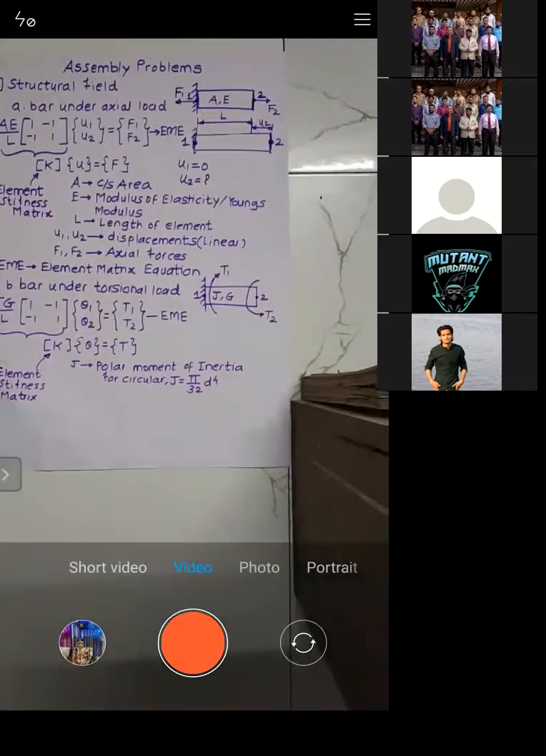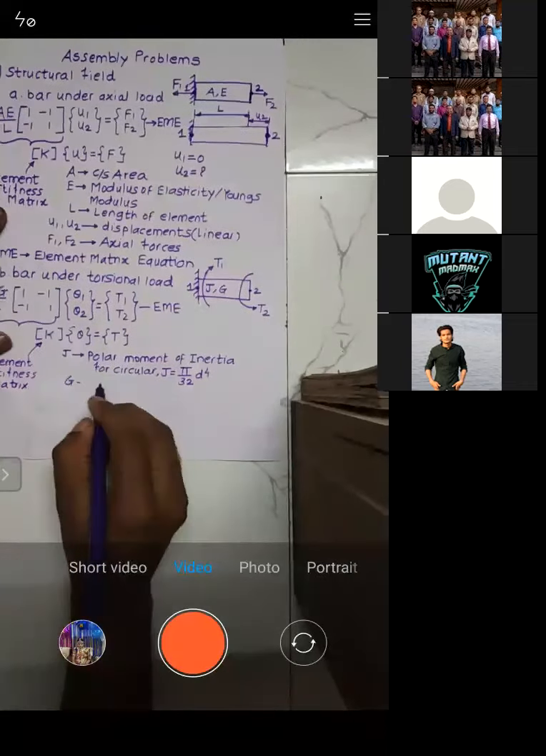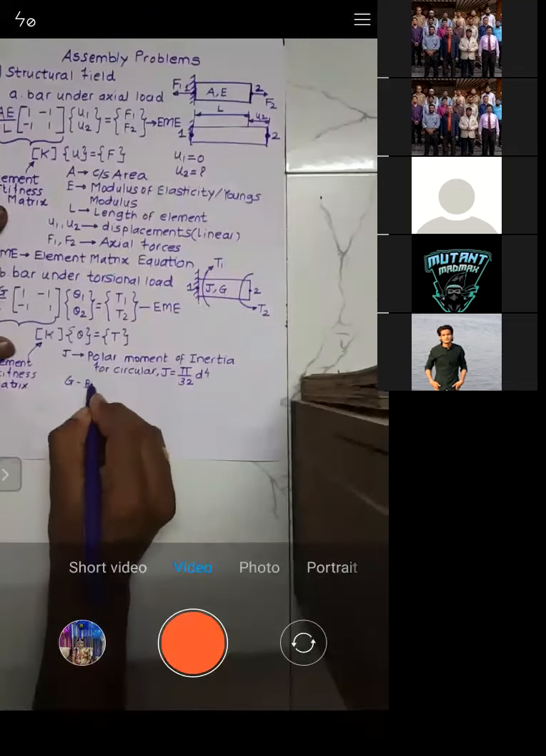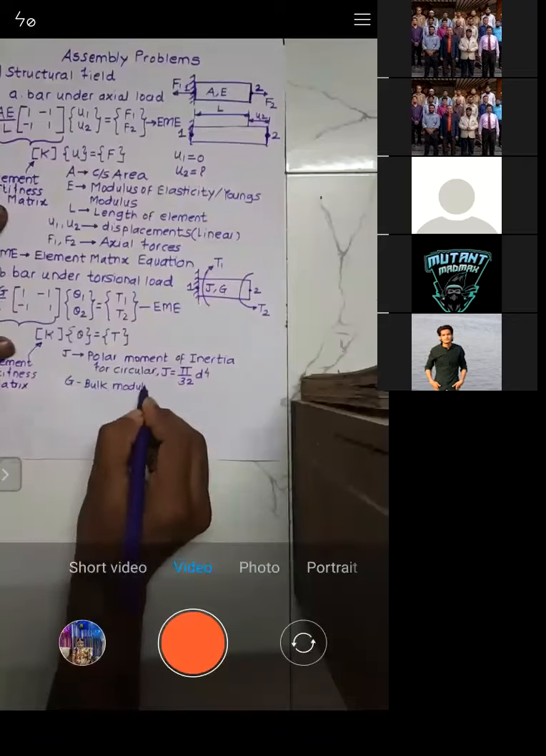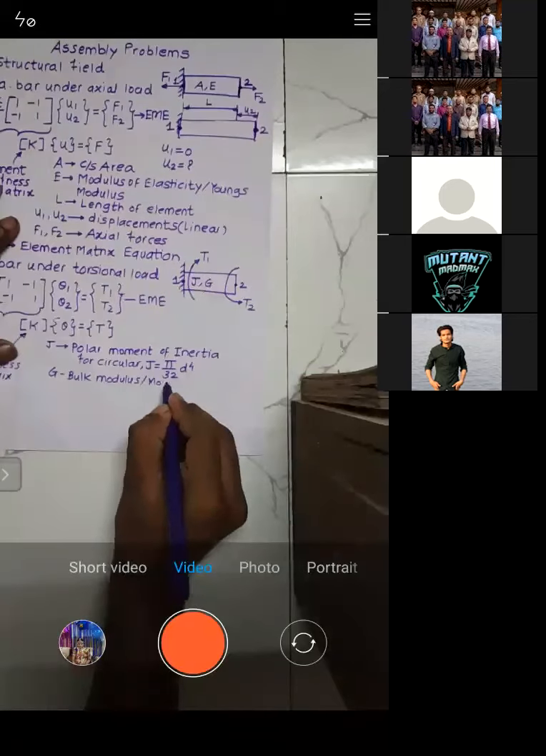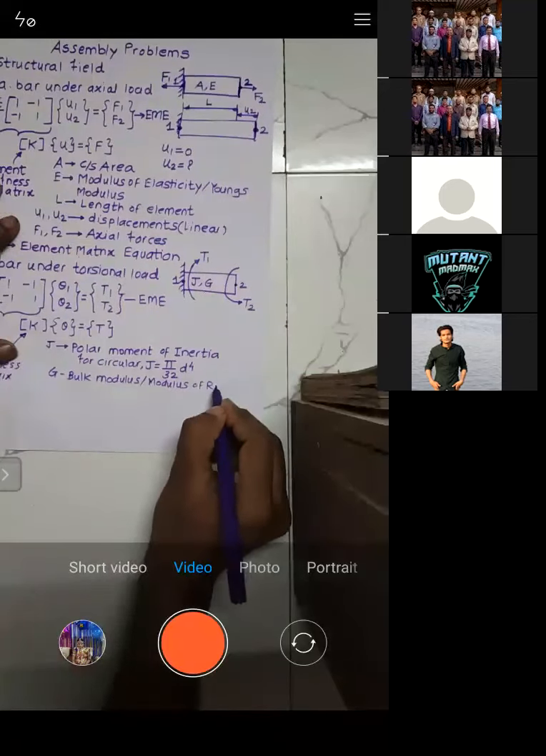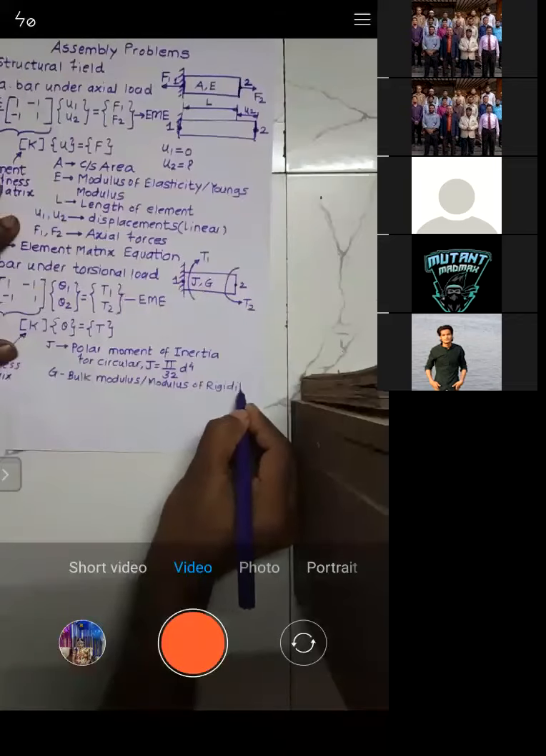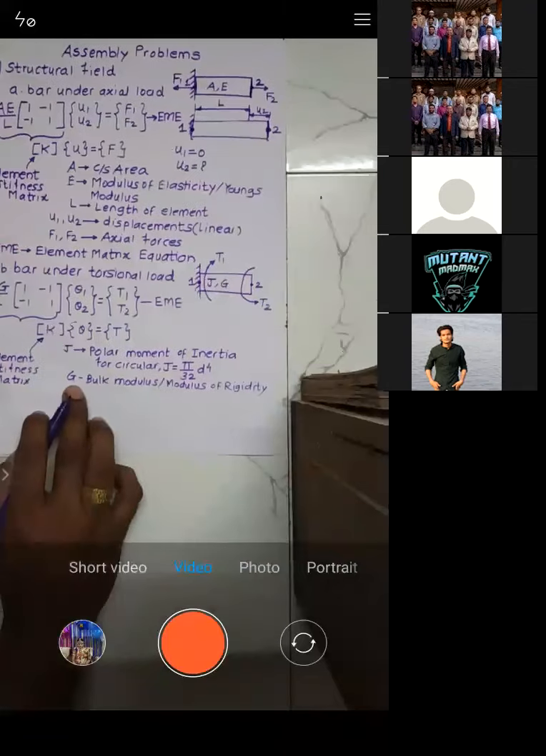What is G? So it is known as bulk modulus, right? This is called bulk modulus, or this is also known as modulus of rigidity. It is also known as modulus of rigidity. That is G, right?